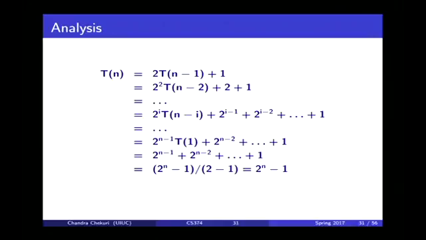Don't be clever. So you just do this: 2 T of n minus 1 plus 1. What is T of n minus 1 by the recursion? It is 2 times T of n minus 2 plus 1. So you just expand, and at the end, the answer is 2 to the n minus 1 plus 2 to the n minus 2 plus and so on, plus 1. What is that? 2 to the n minus 1. Okay, that's the solution.